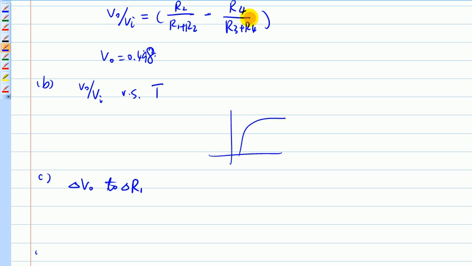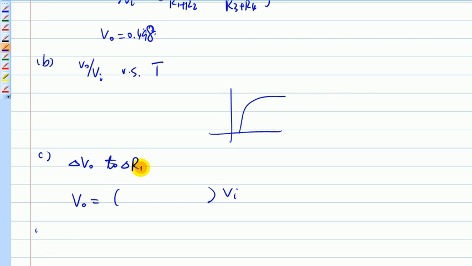So VO equals that. Generally, VO equals this bunch times VI. Now you have a small variation delta R1 based on the original R1, so you will also have a small deviation of delta VO because of that. And what do we do? Because the other resistors are not changing, you just need to change R1 to R1 plus delta R1.